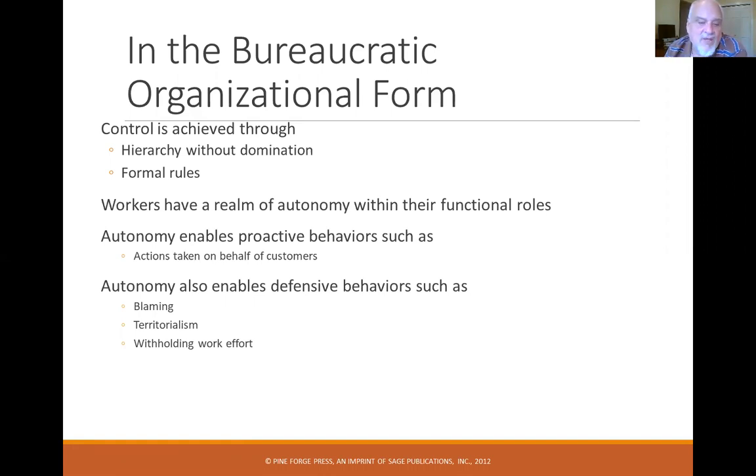Autonomy helps some other ways. It creates blaming, territorialism, withholding work effort. Those are all strategies that workers use when they are faced with a lack of autonomy or they don't like the autonomy that they are given.